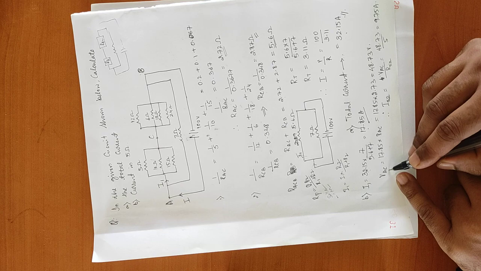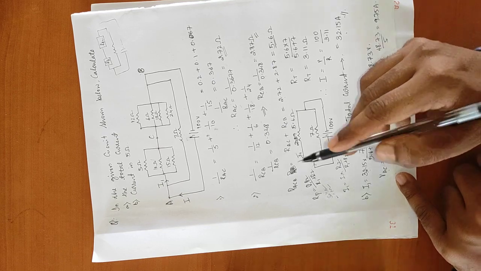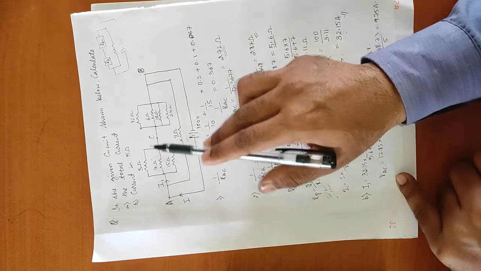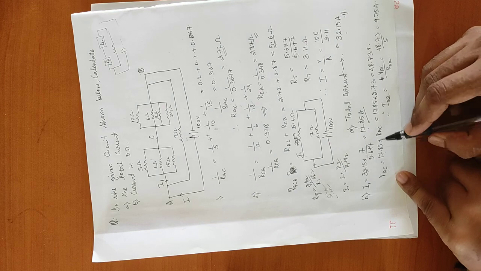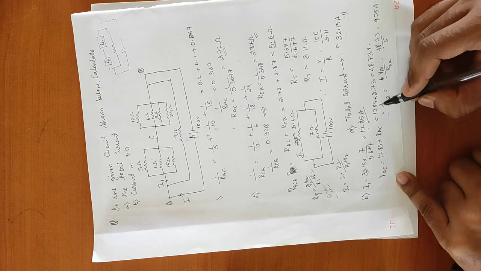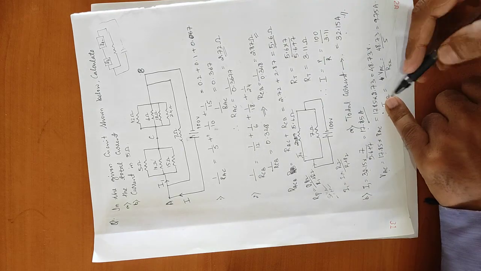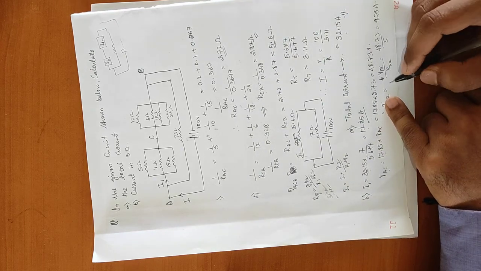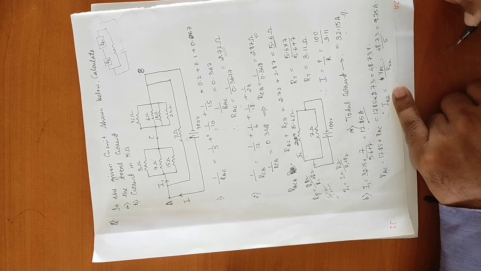So we need to calculate VAC. VAC is I1 into the value of RAC. Why RAC? Because we are trying to calculate the current in only the 5 ohm resistor. Therefore 17.85 into RAC, which is 2.73, calculated here; 73 or 72, depending on the value you get after the decimal point. So the answer is 48.73 volt.